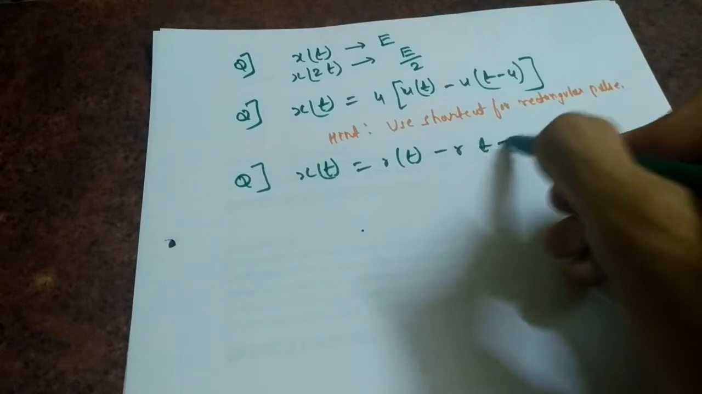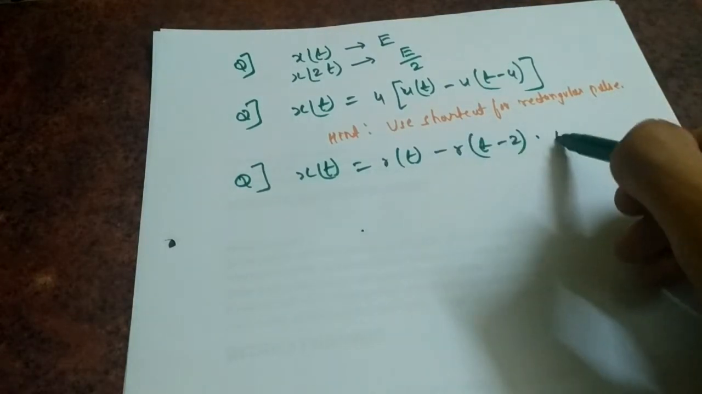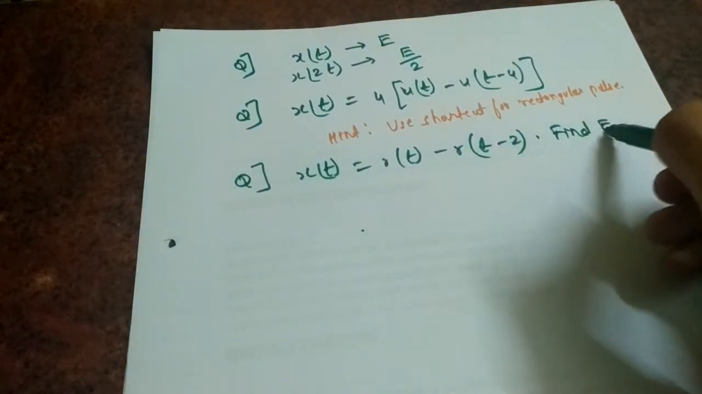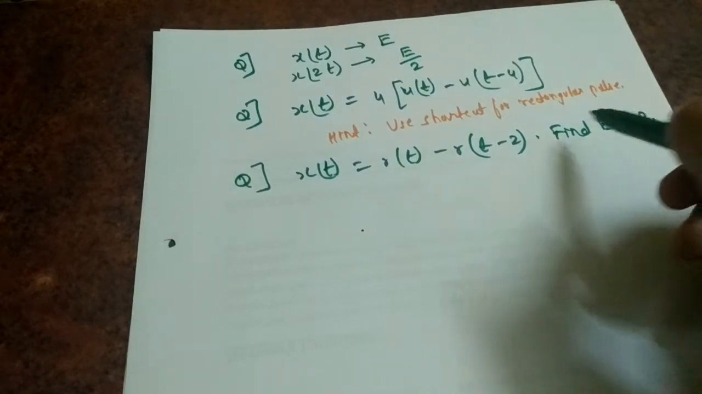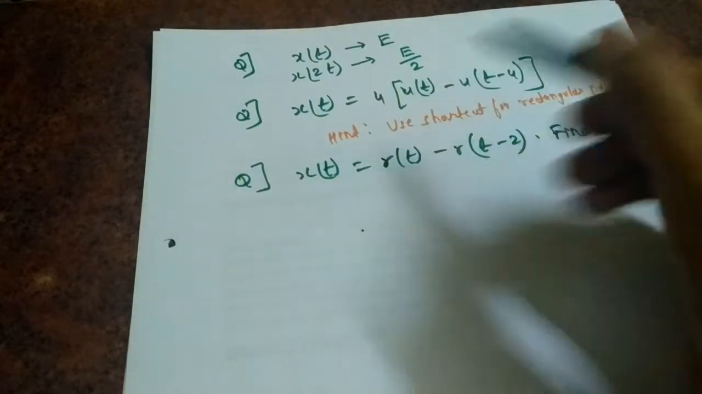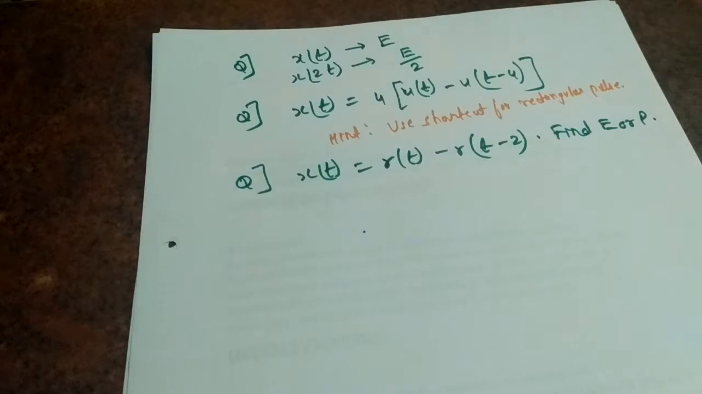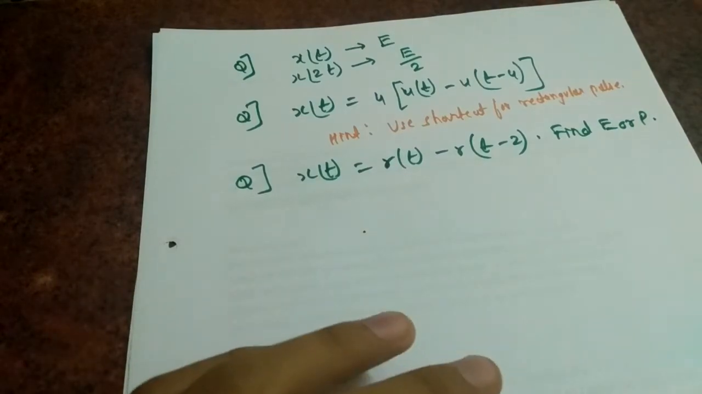Now let's move towards the next example, that is x(t) is given by r(t) minus r(t minus 2). The question is to find E or P, that is either energy or power. The very first step is to decide whether the signal is energy or power, and as always, we will plot the graph.